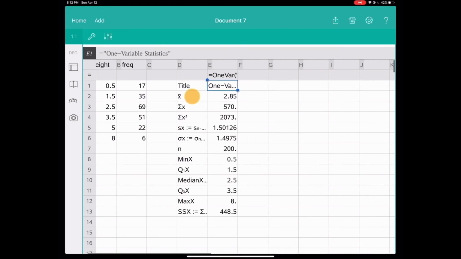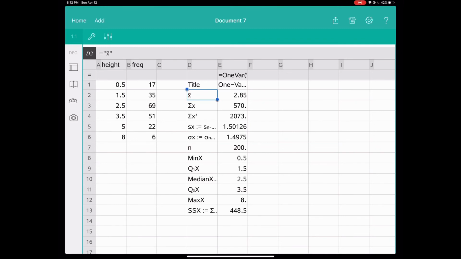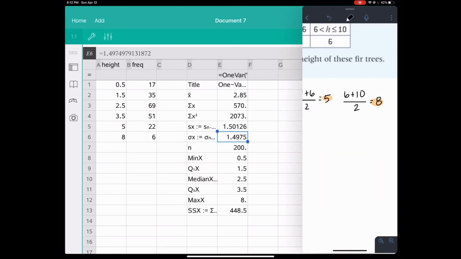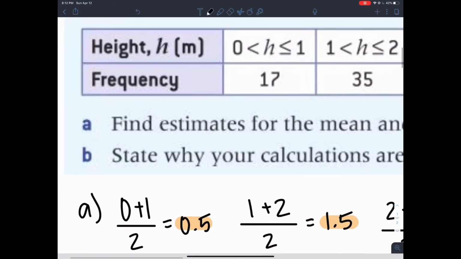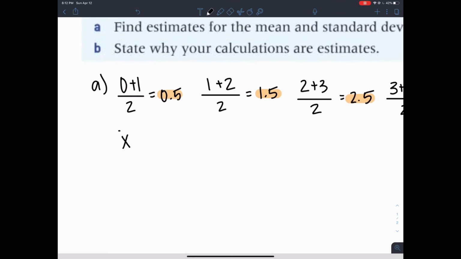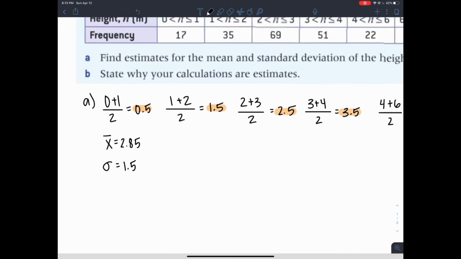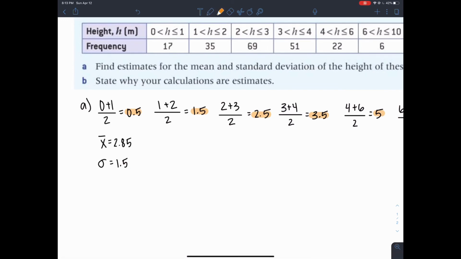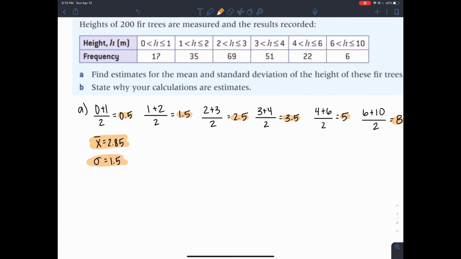Now remember, X bar here is the mean. So our mean is 2.85. And then standard deviation is sigma, which is 1.4975, or 1.5. So again, mean X bar is 2.85. And then our standard deviation was 1.5 when we rounded to 3 significant figures. So these two are our answers to part A.